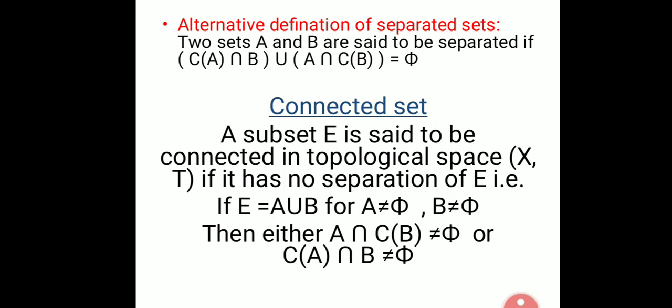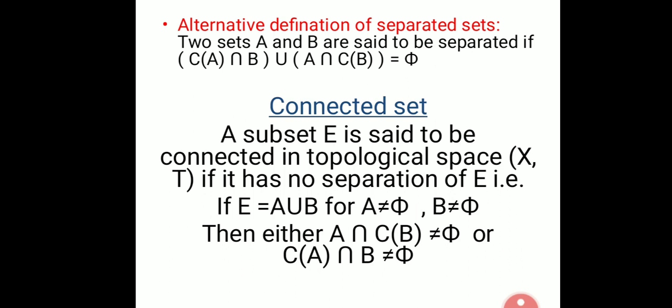Now let's come to the definition of connected set. A subset E is said to be connected in topological space (X, T) if it has no separation of E. That is, a set is a connected set if it is not a separated set.